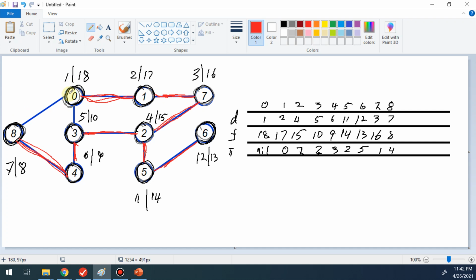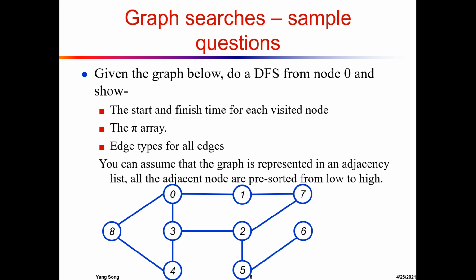Okay, so this is my solution to this problem. Let me show you the problem again. Just now we said that for each of the nodes we want to label the start and the finish time, and then we have the pi array, which shows for each node which is its parent, and then the edge type, and we have already labeled all of them. There are only 2 back edges, and the remaining ones are all tree edges. So this is my example about the DFS.